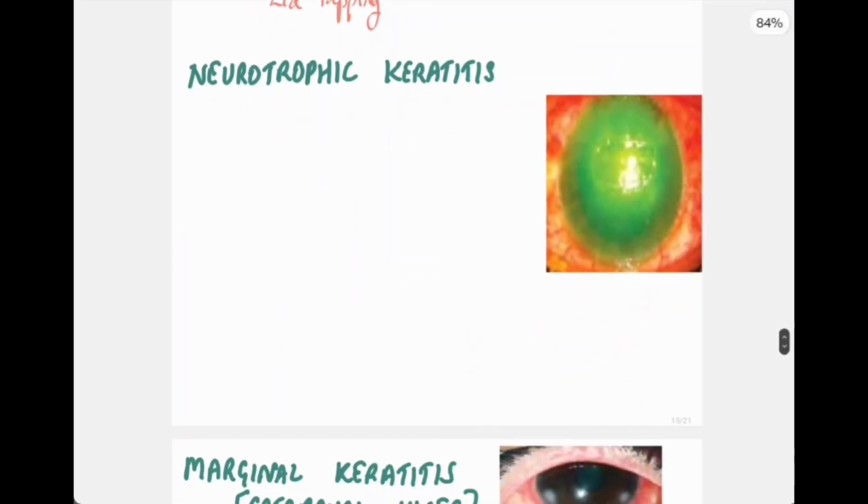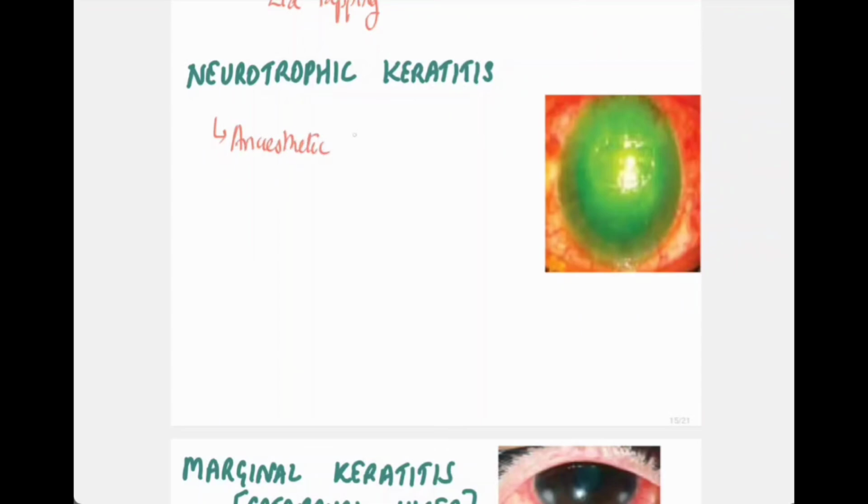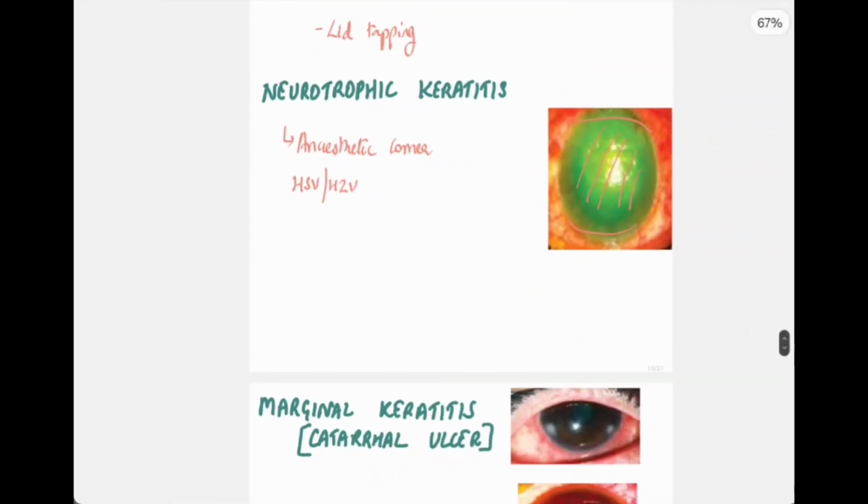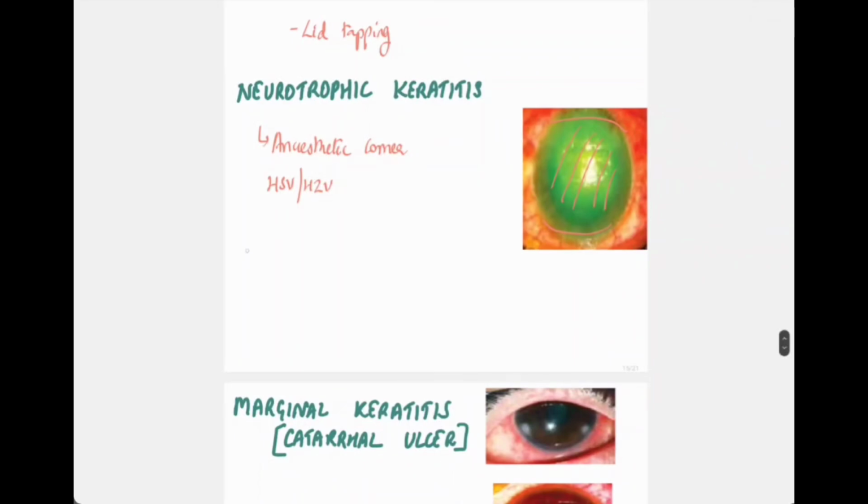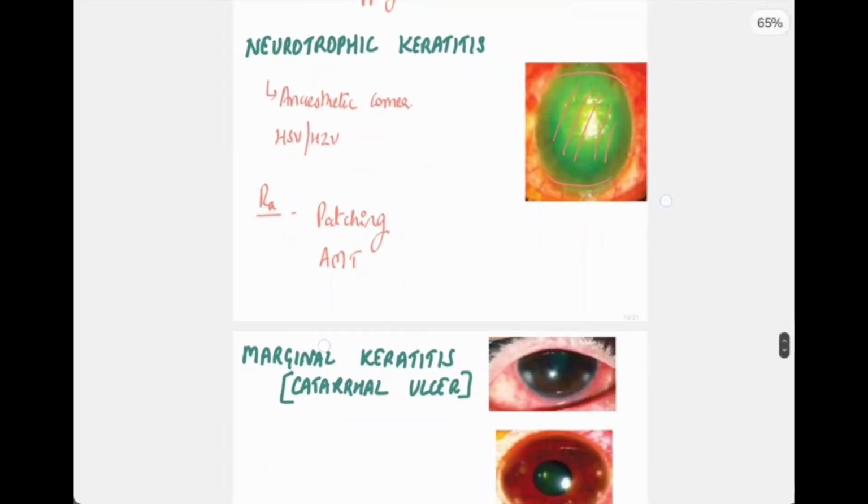Neurotrophic keratitis occurs in the anesthetic cornea which alters the metabolism of the epithelium. Mostly seen in herpes simplex and herpes zoster keratitis. Punctate epithelial erosion involving the interpalpebral area can be seen. There will be edema and exfoliation followed by epithelial ulceration. Treated by ointment and patching. In severe cases amniotic membrane transplantation or tarsorrhaphy.